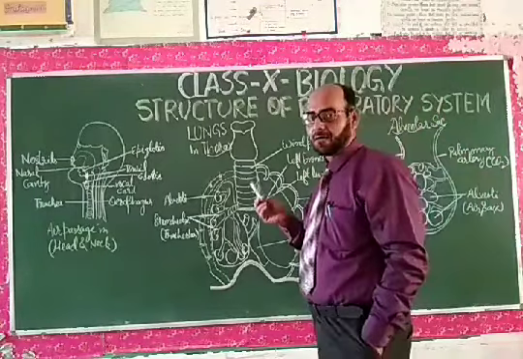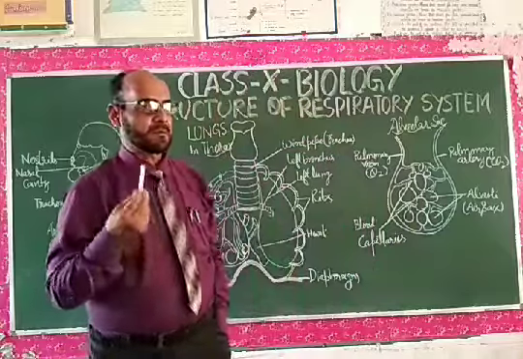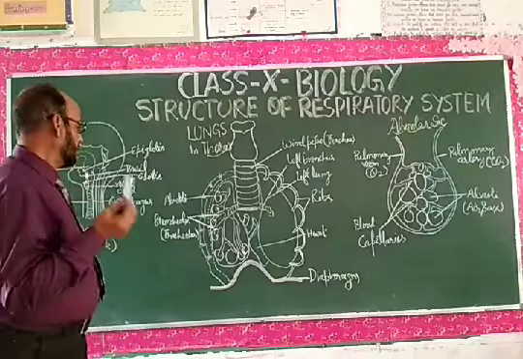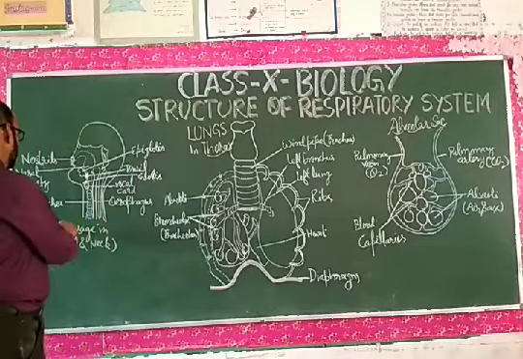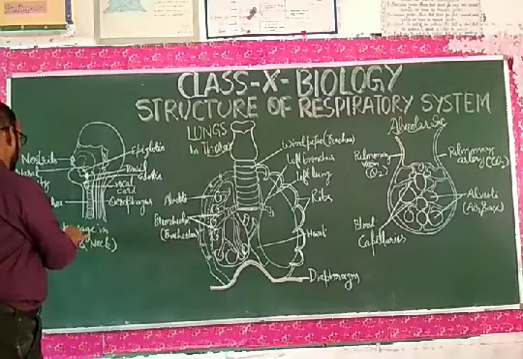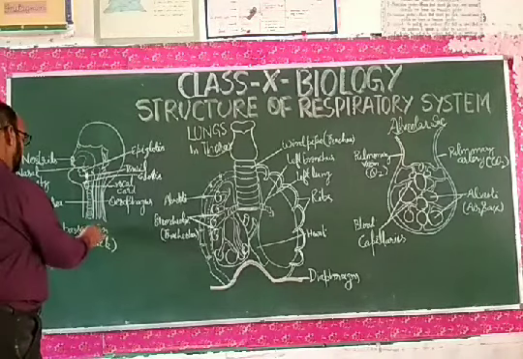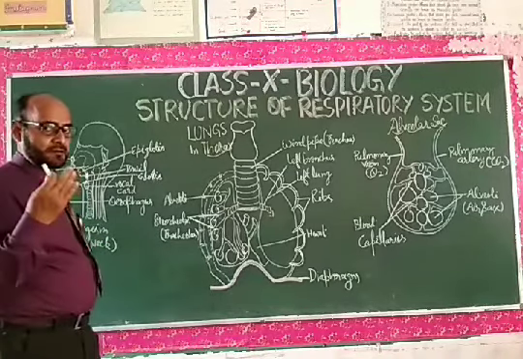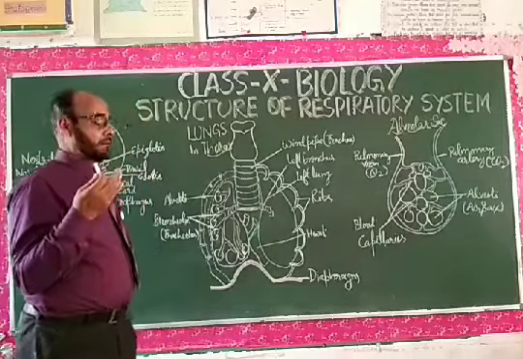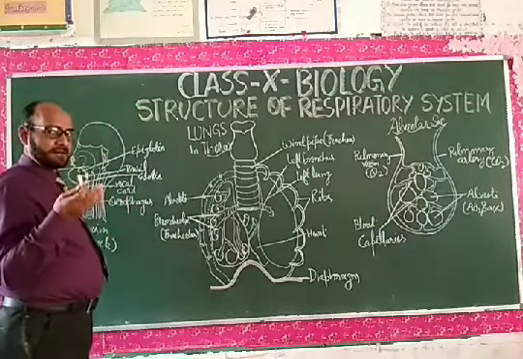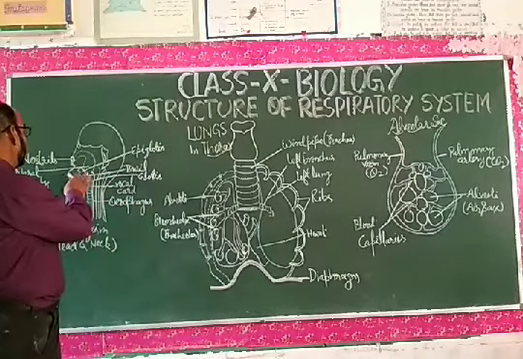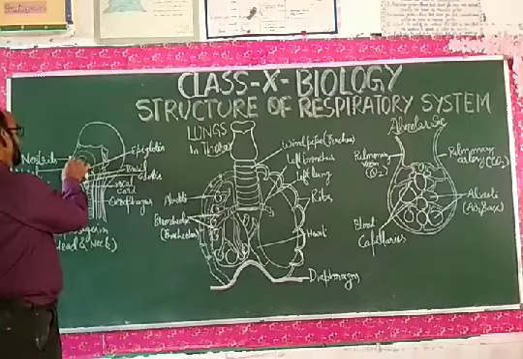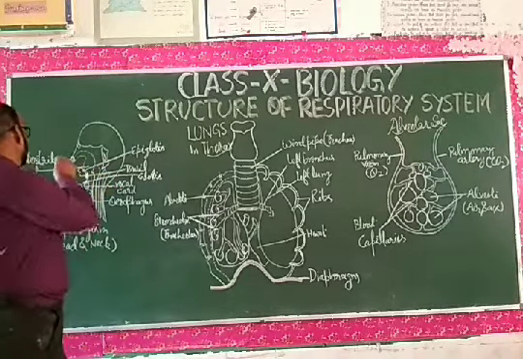Dear students, let us start the structure of the respiratory system, starting from the head region. In this diagram you will see the air passages in the head and neck region. As you know, the body is divided into head, thorax and abdomen, and this respiratory system starts from the head region. It begins with the opening pores, that are called nostrils.